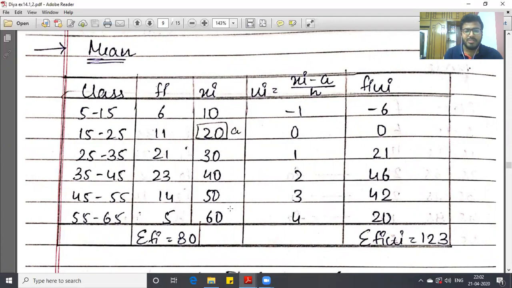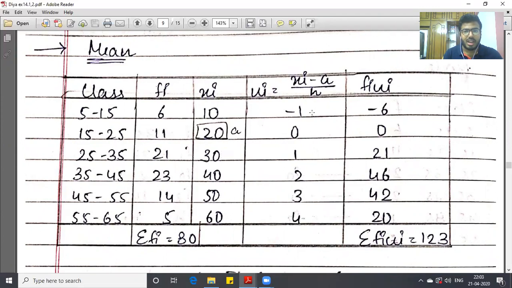Now, any value you can assume as A. Here she has taken A as 20. So A is equal to 20, that is given. Now here, in front of A, the ui value will be 0, above it will be -1, and below it 1, 2, 3, 4.